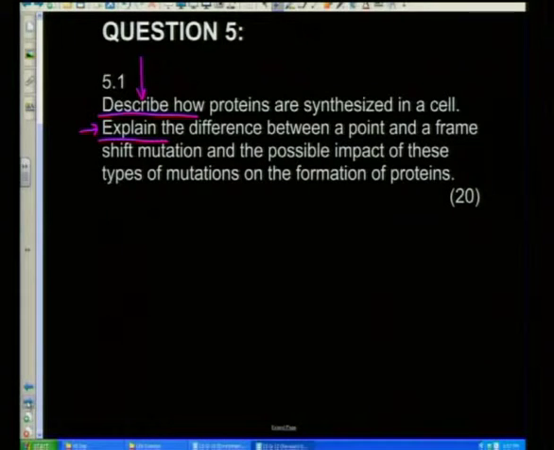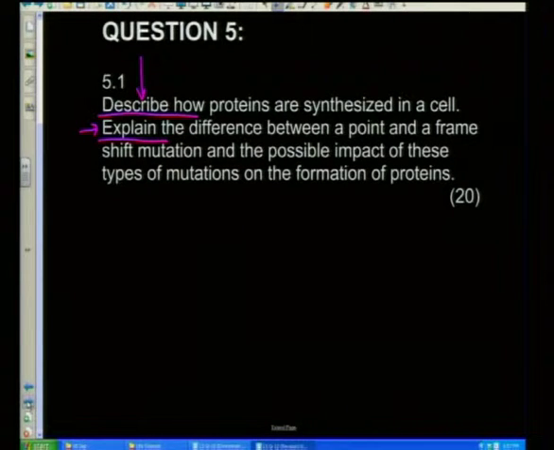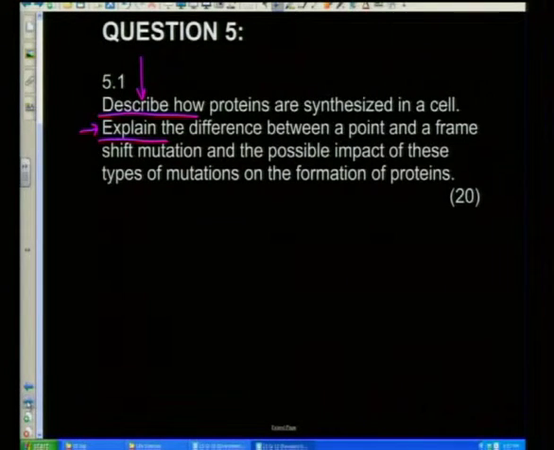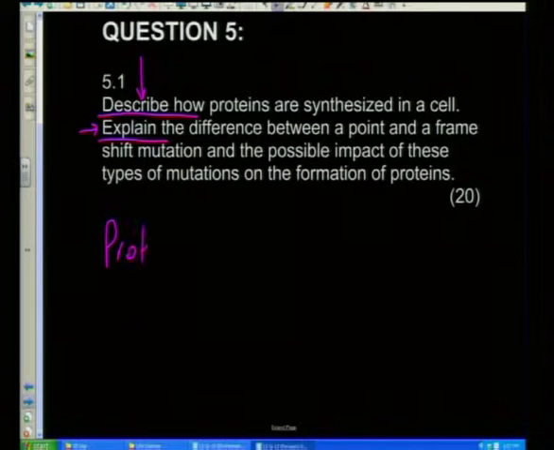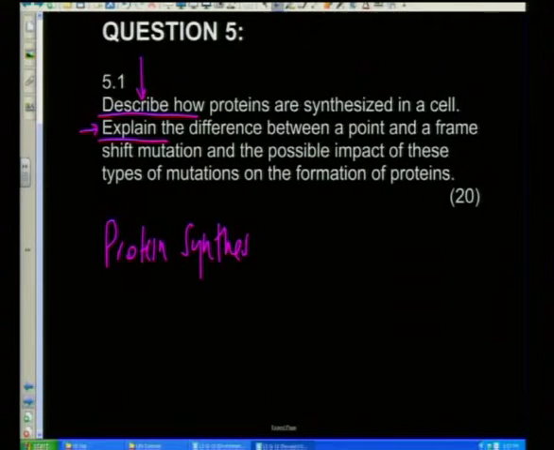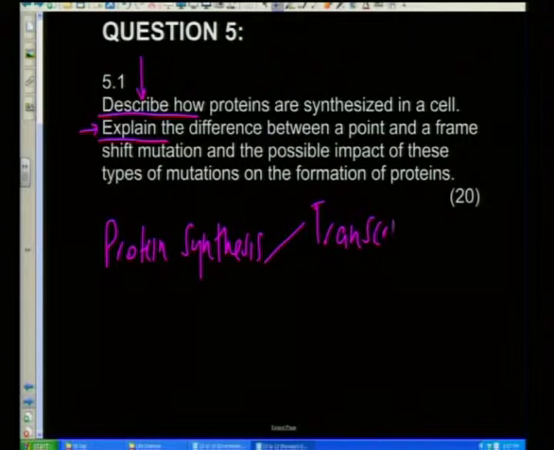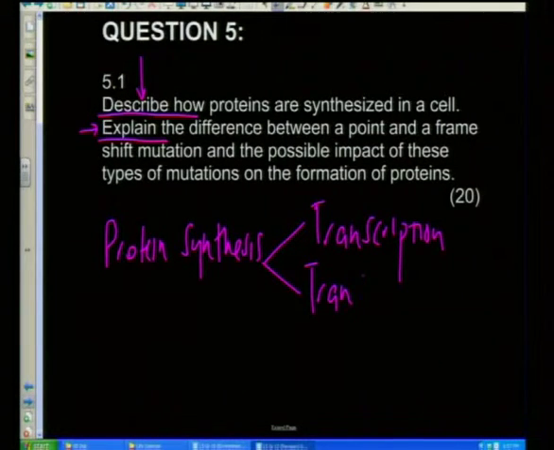Okay? Explain the differences between what? A point and a frame shift mutation. That's the next one. And the possible impact of these types of mutation on the formation of proteins. So there are 3 headings here that you can put in. So you start with protein synthesis. And I'm just showing you a plan. I'm not going to explain the whole thing. We do not have time. Protein synthesis will be broken up into transcription, which you will explain, and translation.